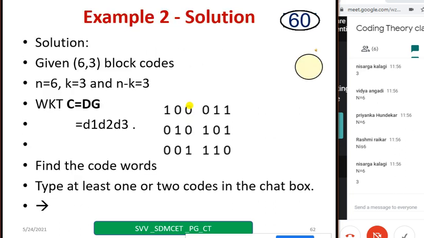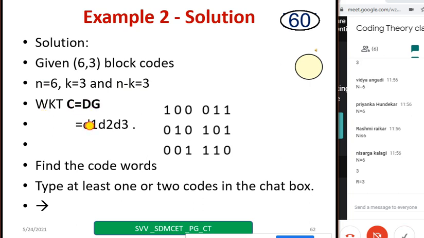Now let me come to this slide. Here N equal to 6, K equal to 3, N minus K equal to 3. Now C equal to D into G, I have to do. So D is what? 000 up to 111. This G is given. So now you have to multiply these, find code words, and type at least 3 or 4 in the chat box. Your time starts now.